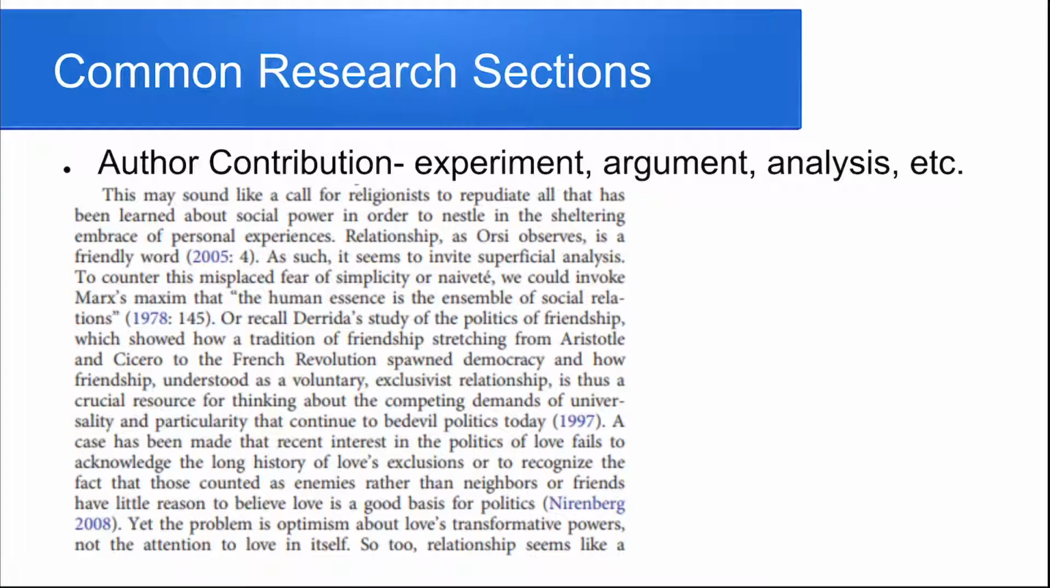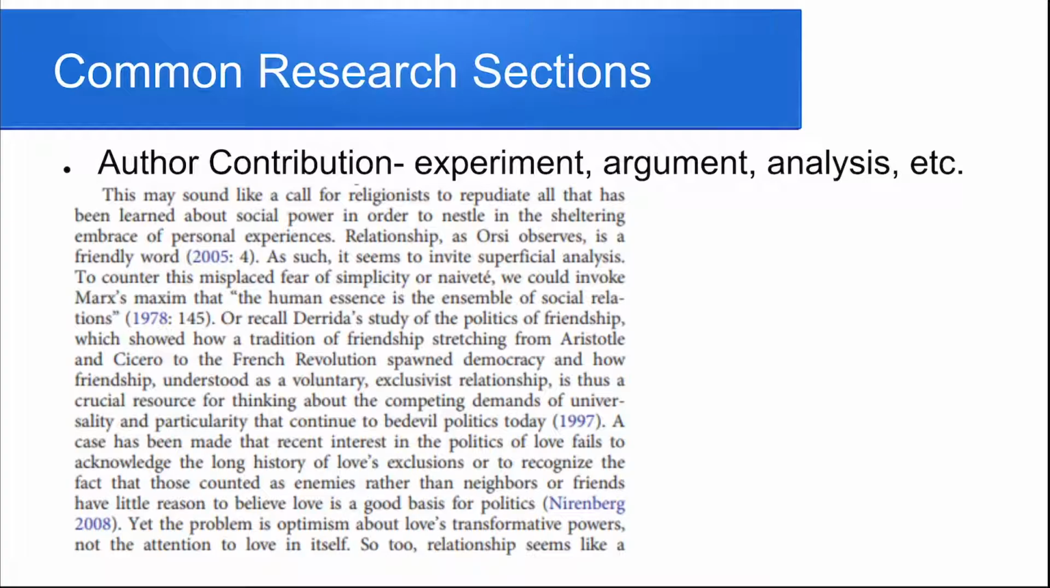The author contribution will differ depending upon the field in which you are in. In the sciences or social sciences, the author contribution is frequently an experiment that may be done by one or more people, complete with a methods section that details how the experiment was completed and a results section detailing what the actual results of the experiment were.